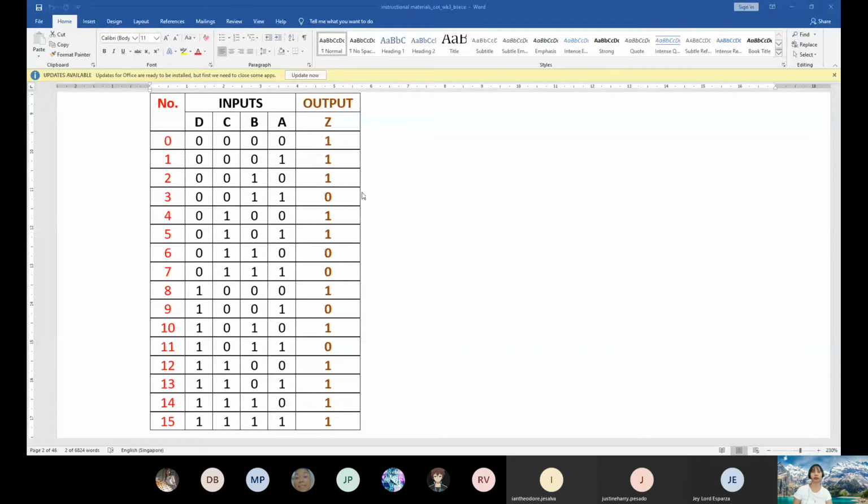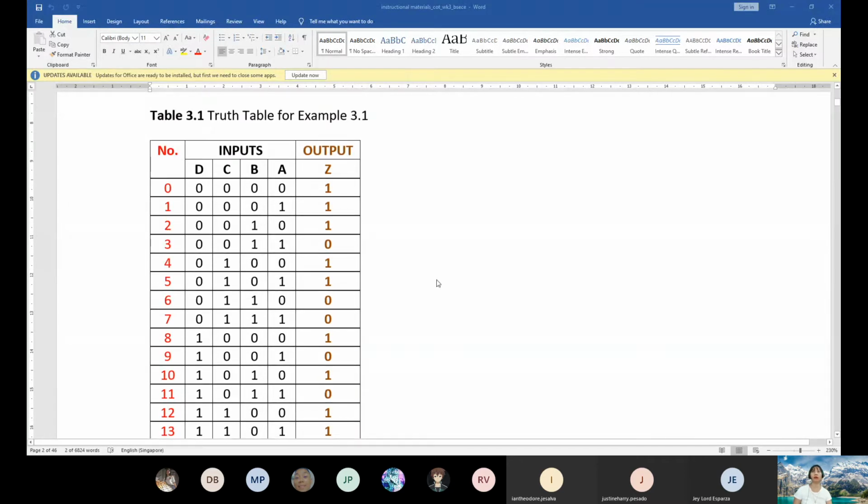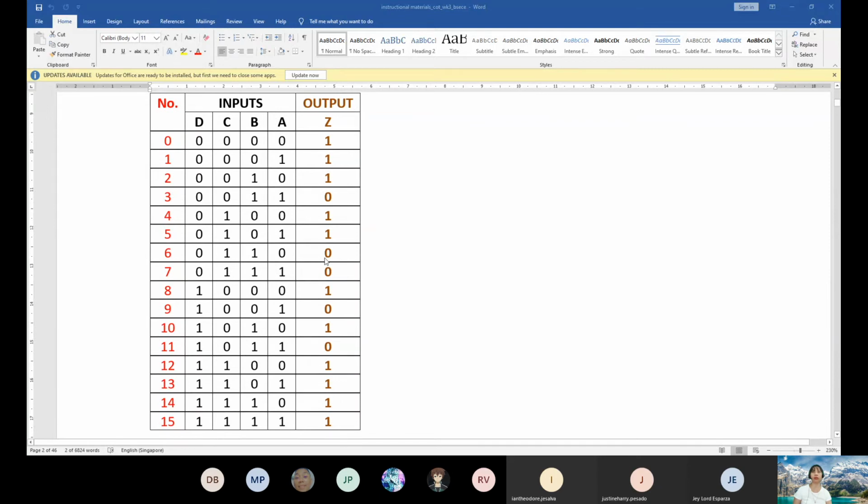But since we only have 1, 2, 3, 4, 5, we only have 5 zeros. If you have 5 zeros, you might as well use max terms, okay? But still, with 5 zeros, that would still be tedious if we're going to determine the simplified Boolean equation using just the Boolean theorems, or Boolean algebra. But we can easily find the Boolean equation using the K-map, okay?